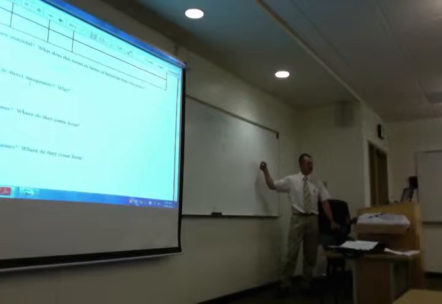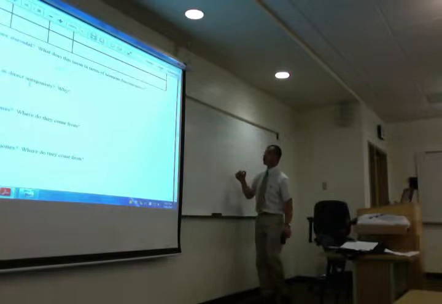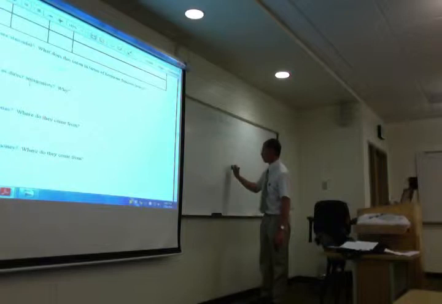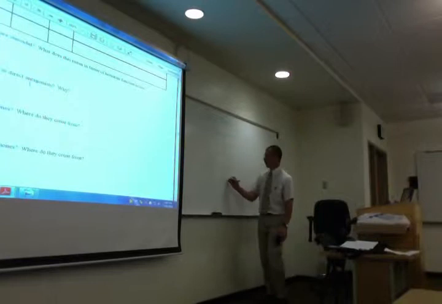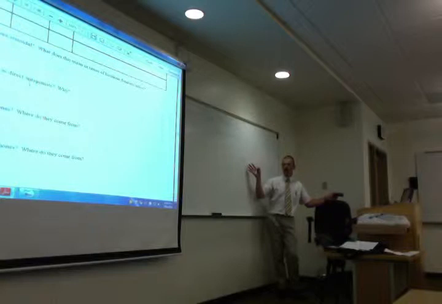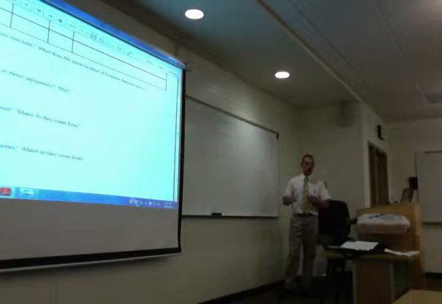FSH. How do you know that's tropic? It goes from my anterior pituitary to my gonads, which are endocrine glands. Here's another one. Luteinizing hormone, LH, same thing, goes from my pituitary to my gonads. And the one you left off? TSH. Goes from my anterior pituitary to my thyroid. These are tropic hormones. They go from one gland to another gland. These are the only tropic hormones you have.